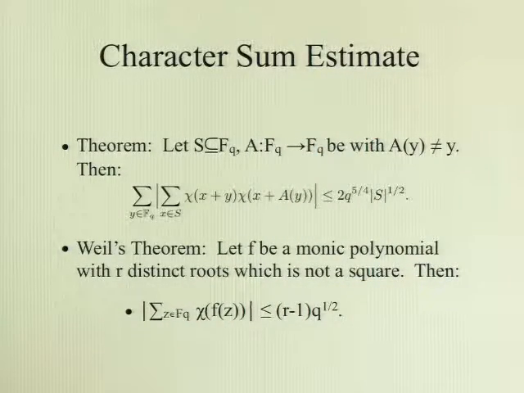the absolute value of the sum of the quadratic character of f(z), where z ranges over the whole field F_q, is bounded away from q. So the trivial bound is something like q here, but here the bound gets much smaller, something like the square root of q. So using this, we could bound this quantity here.